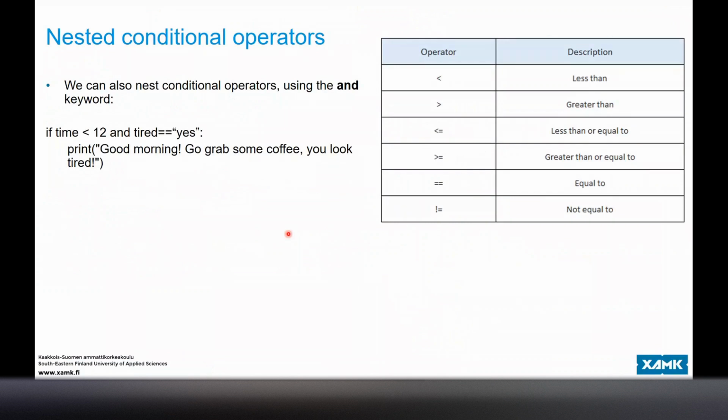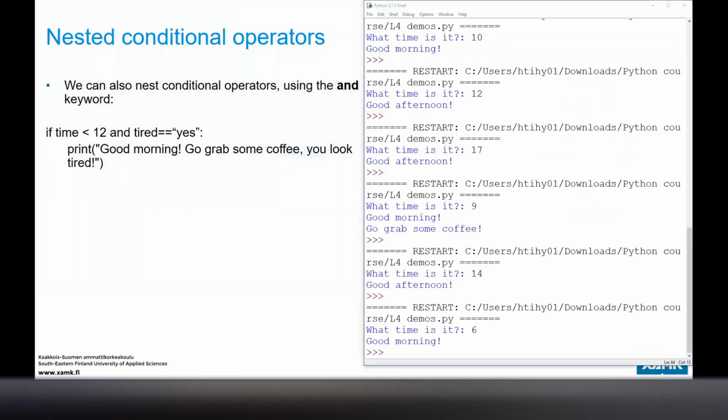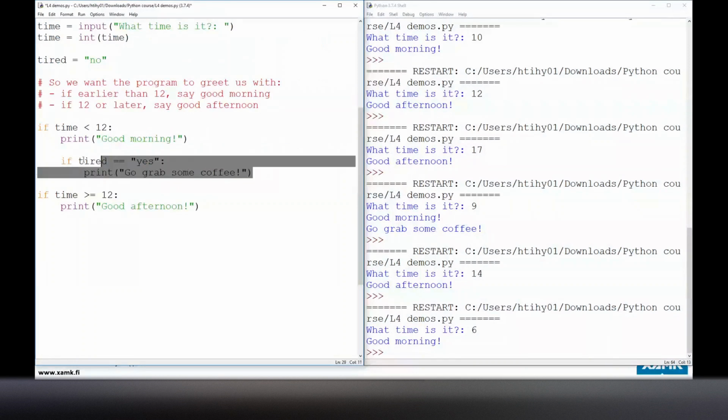We could do this another way. There is also a way to nest these conditional operators by using the AND keyword. So saying something like if the time is prior to 12 and the variable tired is equal to yes, then we could have another message printed. We could do that, for example, by modifying this if statement a little bit.